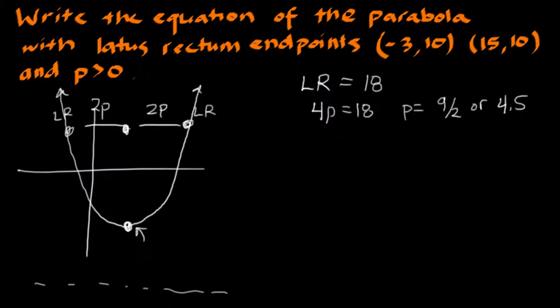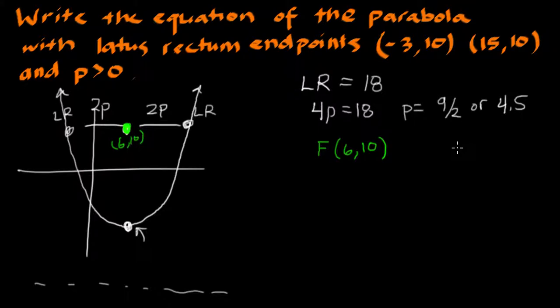The next thing we can do is figure out where our vertex is. Actually, we should first figure out where our focus is. Since the focus is the midpoint of the latus rectum, we can find the midpoint of these two latus rectum points. We say -3 plus 15 is 12, divided by 2 is 6. So this point is 6 comma 10. Our focus is at 6 comma 10.